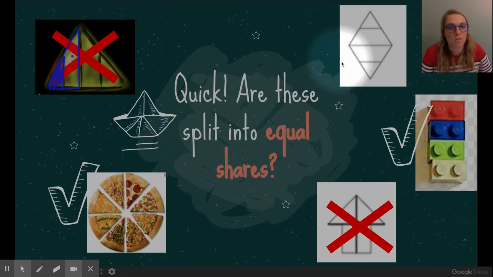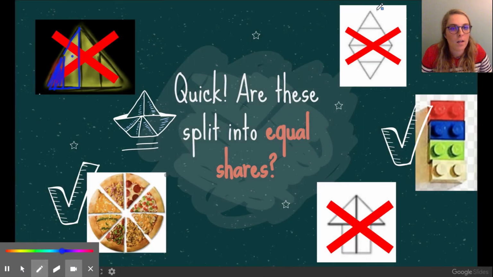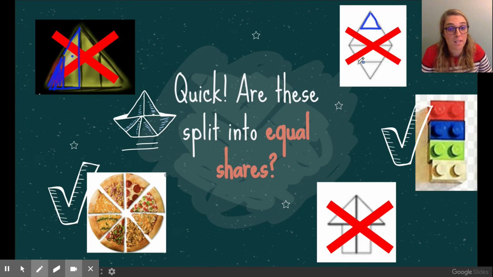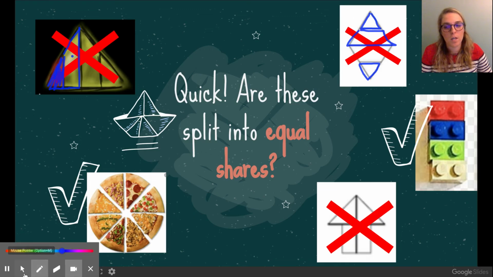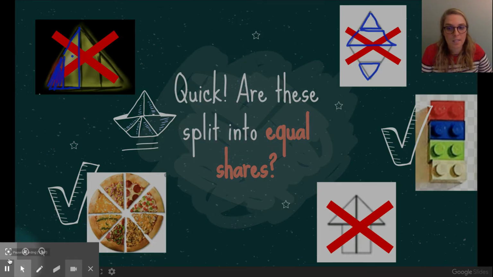All right, last but not least, this triangle, not a triangle, it's got 4 sides, diamond looking thing. Are each of these pieces equal? Yeah, no. If you had a thumbs down for that, ding ding, you're a winner because let's look at this, right? I see this little triangle here. Is that the same size as all the other pieces? No, it might be the same size as this piece here, but these two pieces are definitely bigger. So this is not split into equal pieces or equal shares. Awesome. Let's continue on.